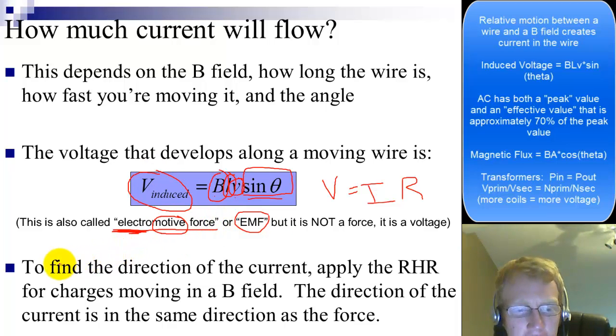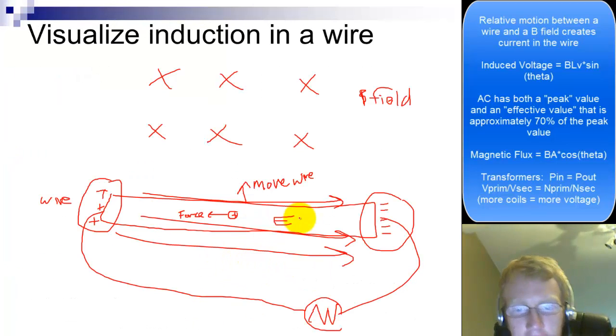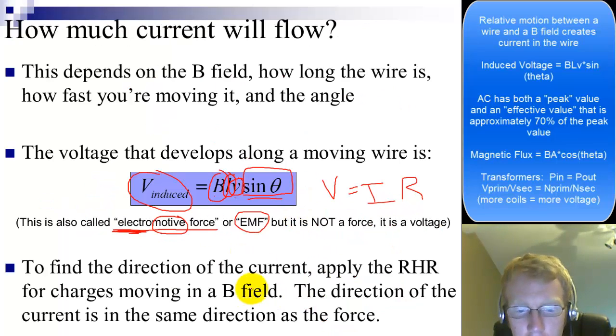Okay. Last thing is, to find the direction that the current is going to go, apply the right-hand rule for the charges. Just like I did on the previous slide, imagine your entire wire moving, imagine you're a positive charge inside, and use your velocity, magnetic field, and force right-hand rule triad to determine the direction that the current is going to go. The direction of the current or charges will move in the same way that the direction of the force is from your right-hand rule.